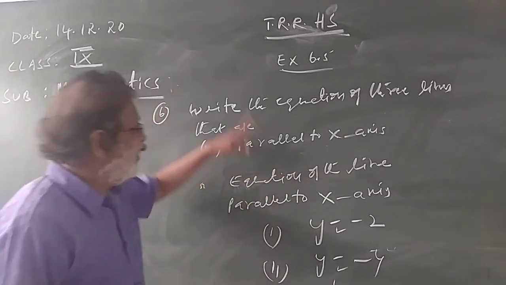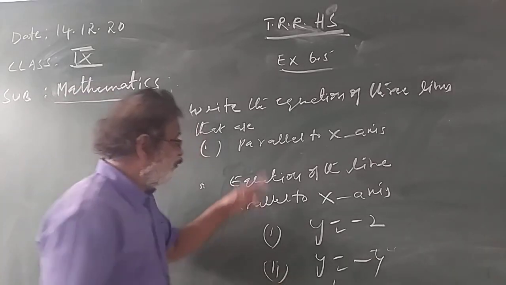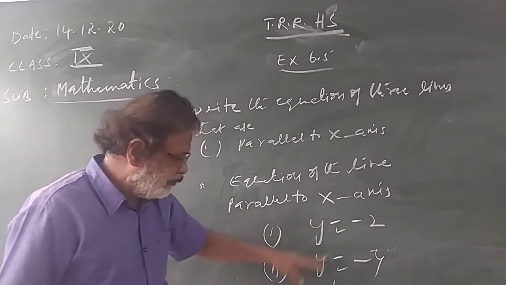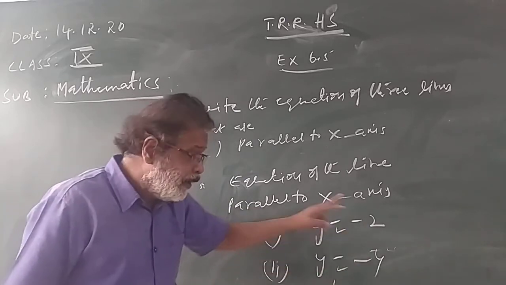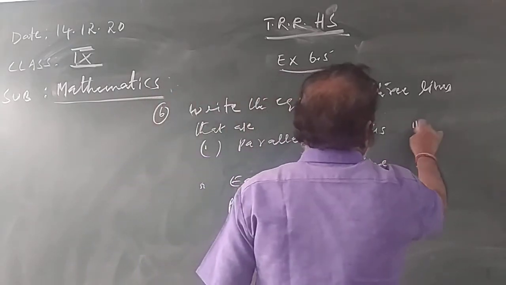Write the equation of 3 lines parallel to x-axis. I give the examples. The equation of the line parallel to x-axis is y is equal to minus 2. Parallel to x-axis is y is equal to minus 4. Parallel to x-axis is y is equal to 5. Like this. This is the second page.